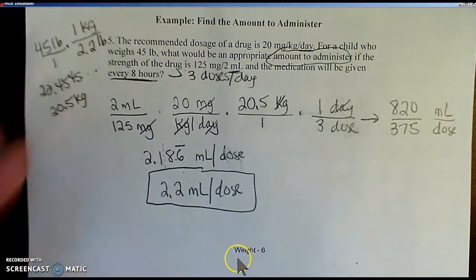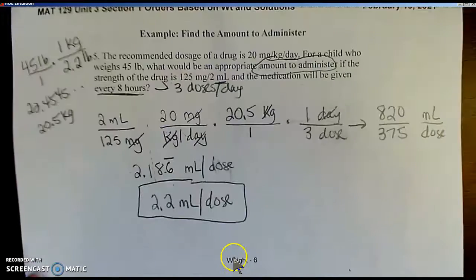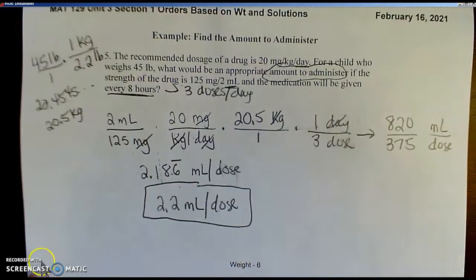So that is how we calculate orders based on the patient's body weight. And in my next video, I'm going to talk about figuring out if the physician's order is suitable.